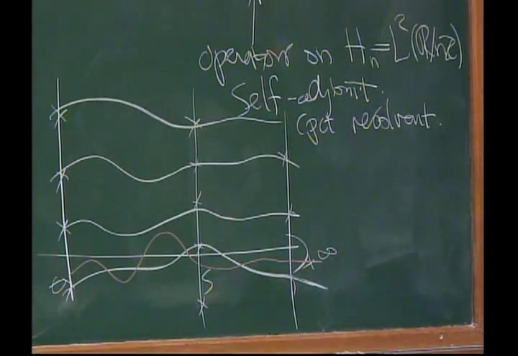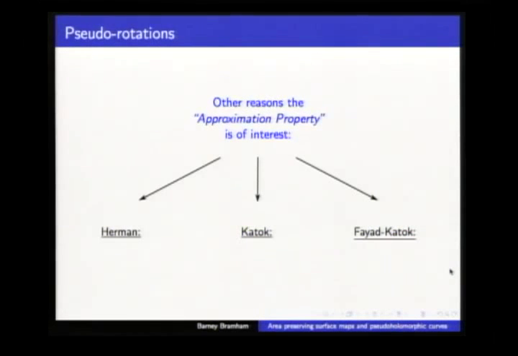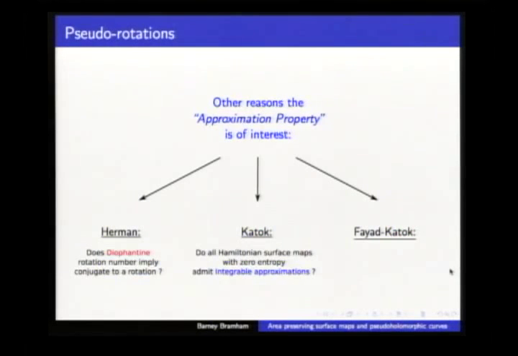Some other reasons that the approximating maps may be of interest: here are 3 questions. The first one I already talked about was this question of Herman. Another one I really will just mention in passing is this one of Katok, which is not just for 2 dimensions, but also for 3. He asks whether, for conservative systems in low dimensions, if you also have 0 topological entropy, so all these pseudo-rotations have 0 topological entropy, are they actually limits of integrable systems?